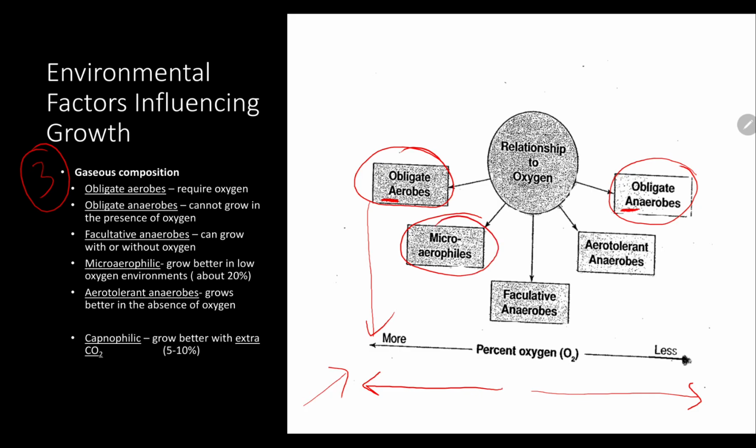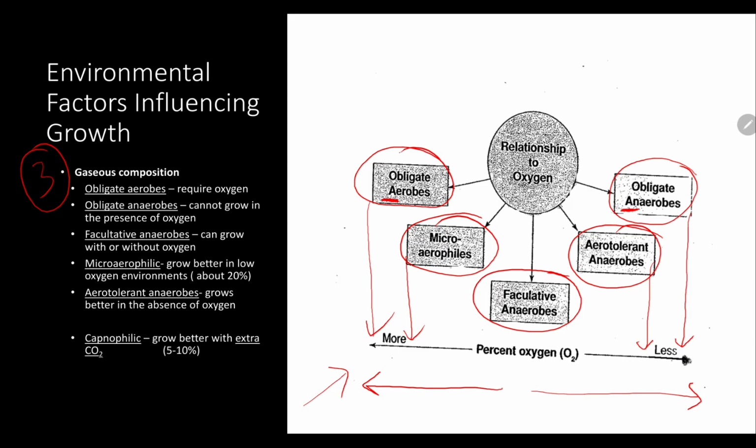Microaerophiles are still in the category of needing oxygen, but not as much as the obligate aerobes. In contrast to the aerotolerant anaerobes, which are in the category of not needing oxygen, but they also use oxygen, in small quantity. And the last one is this one in the middle, facultative.